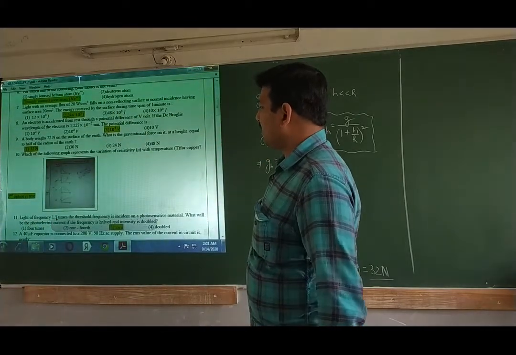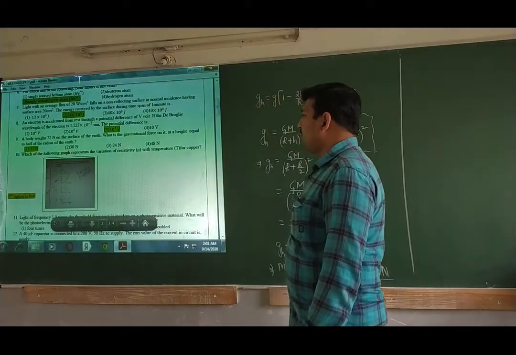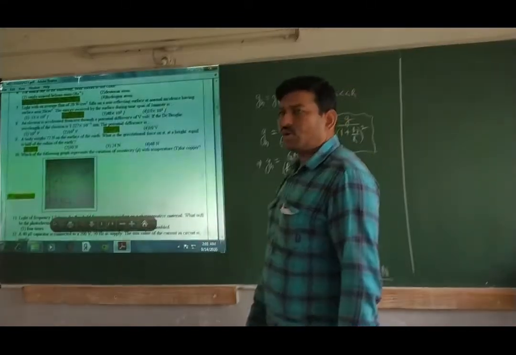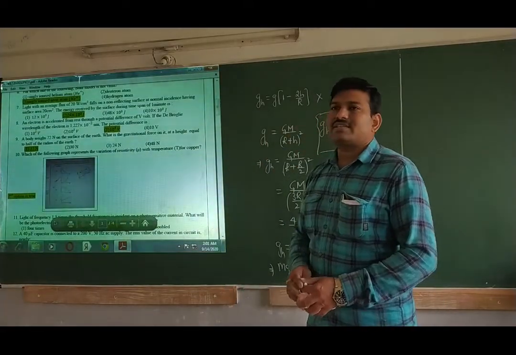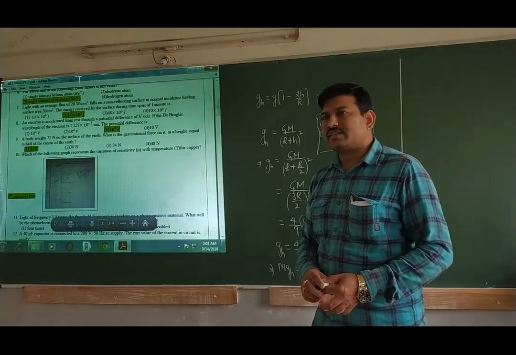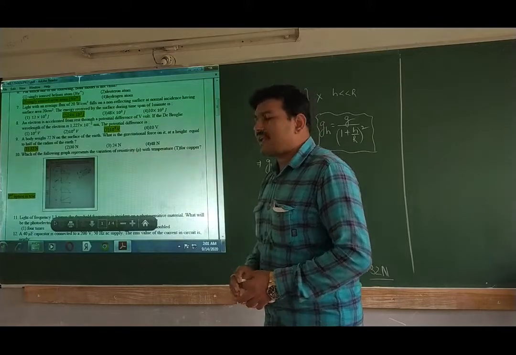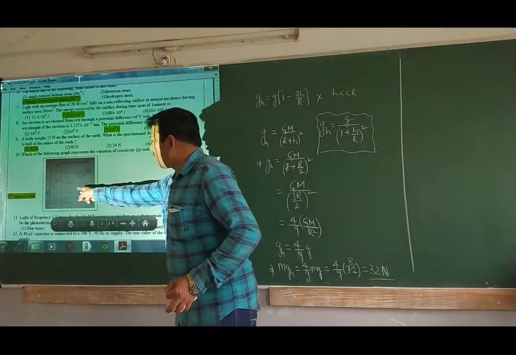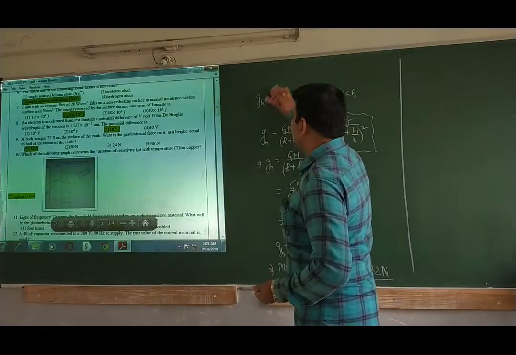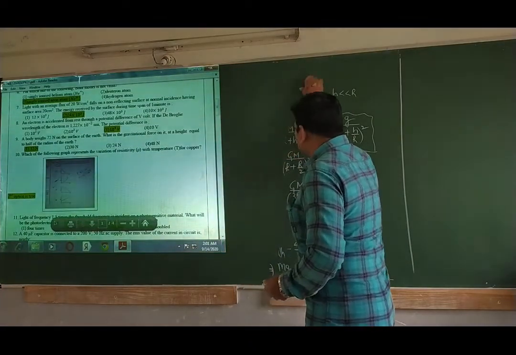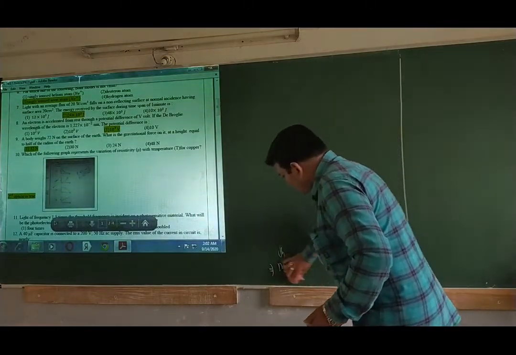question number 10. Which of the following graphs represents the variation of resistivity with the temperature T of copper? Copper is a metal, you know it. With increase in temperature, resistivity and resistance both will increase, and it will increase according to this graph. It is not a linear graph. This graph is there in your NCERT textbook.